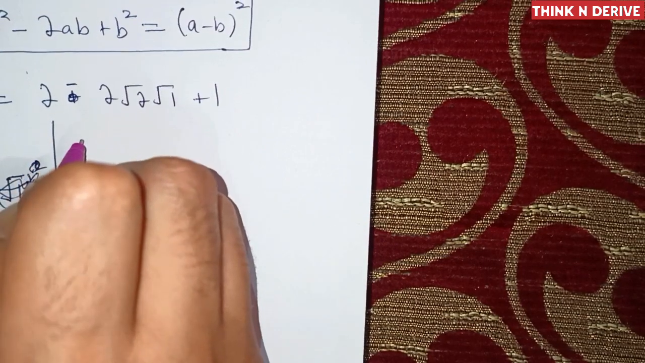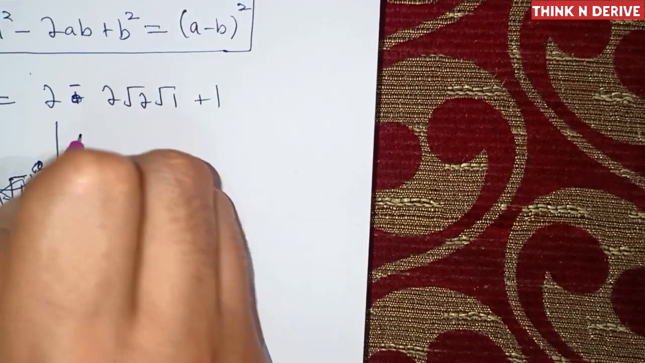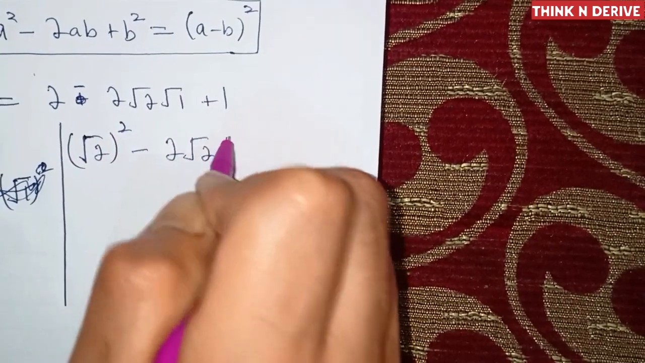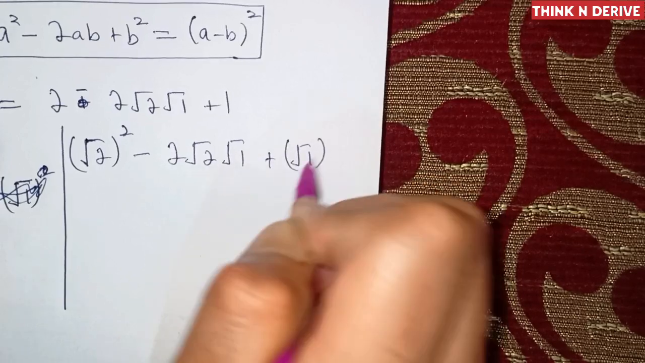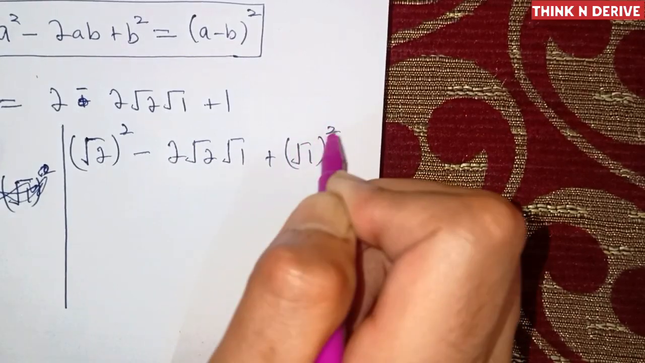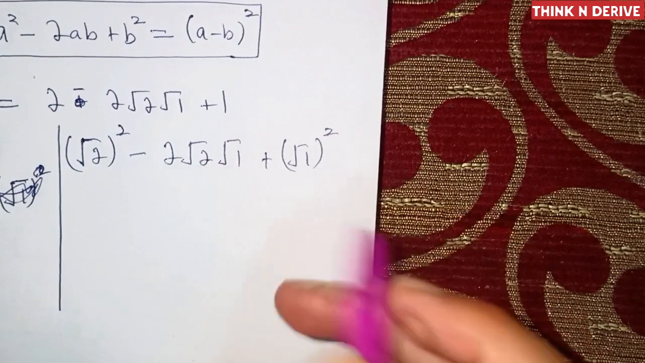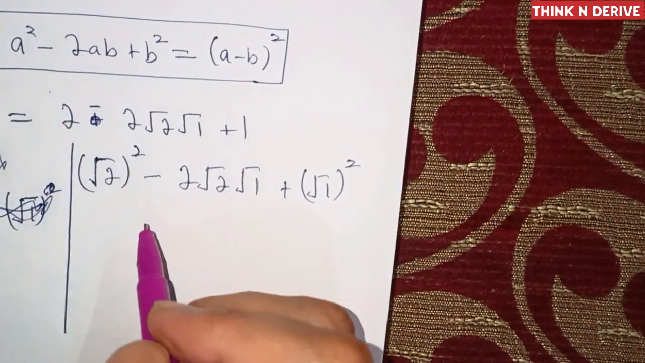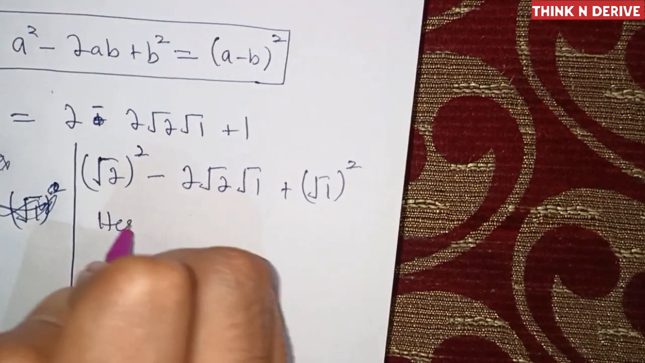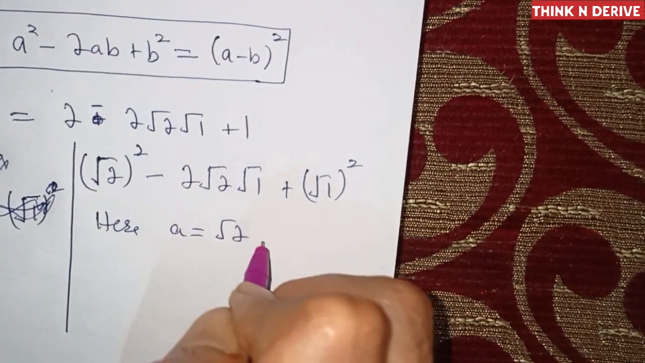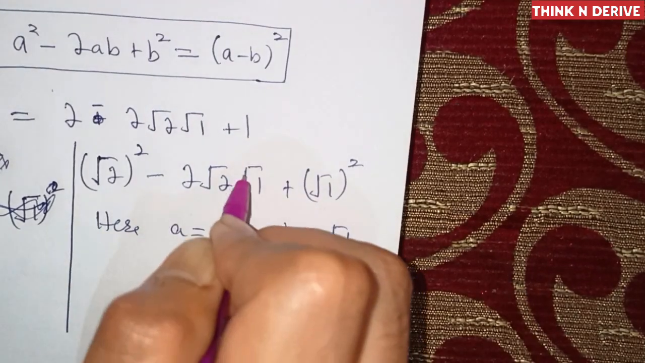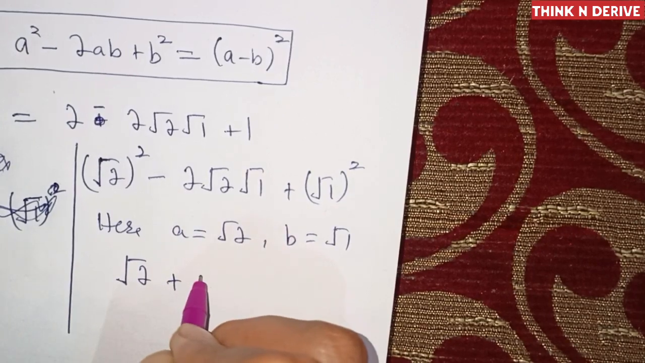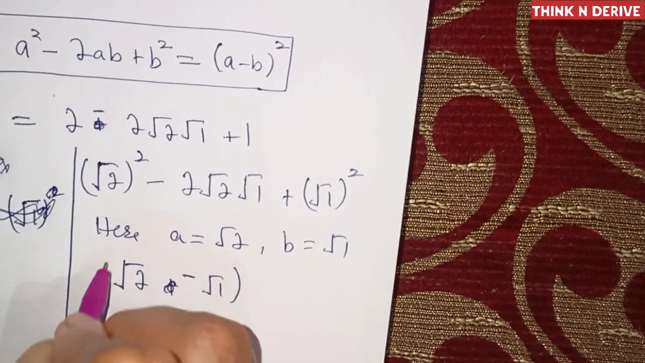This 2 can be written as under root 2 square minus 2 under root 2 under root 1 plus under root 1 square, because this root and square will get cancelled out and this will again be 1. Now if we clearly see, this is of the form a square minus 2ab plus b square, where a is equal to under root 2, b is equal to under root 1. So we can write this as (under root 2 minus under root 1) whole square.